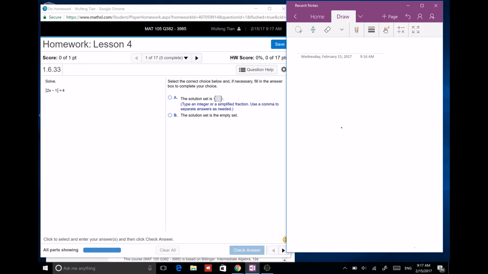First question, the absolute value of 2x minus 1 equals 4. So we take off the absolute value: 2x minus 1 equals positive 4, or 2x minus 1 equals negative 4. Because the absolute value of both 4 and negative 4 equals 4, you put the absolute value. So I have two equations.